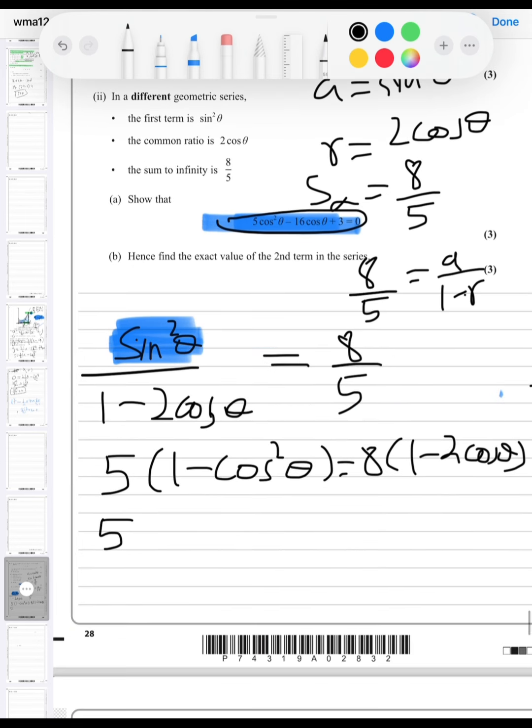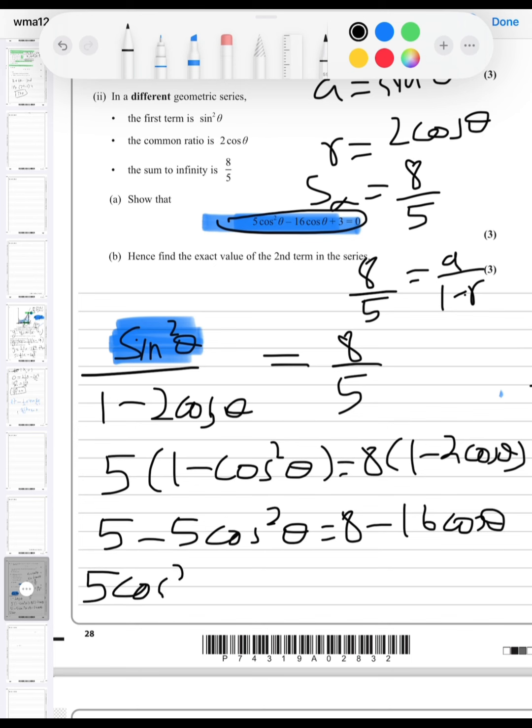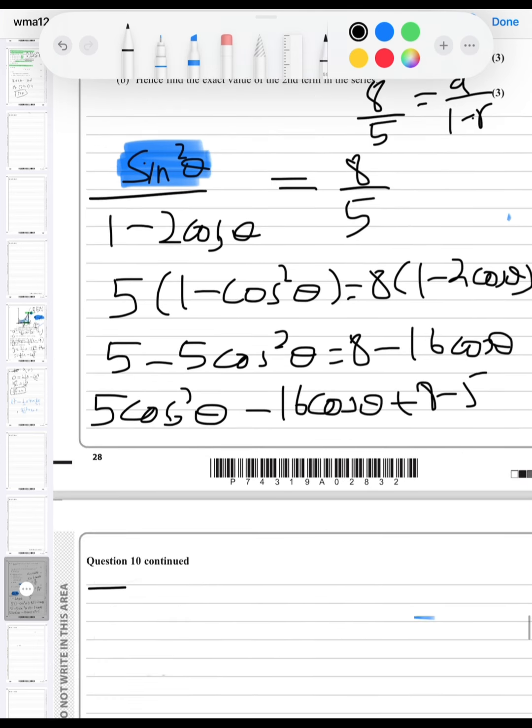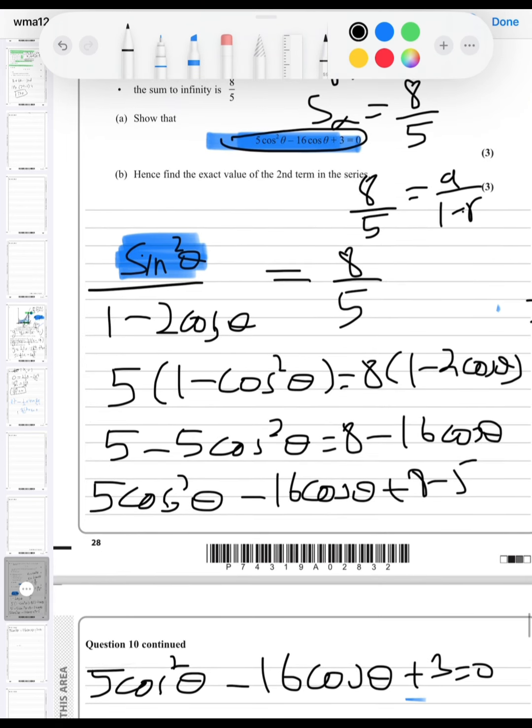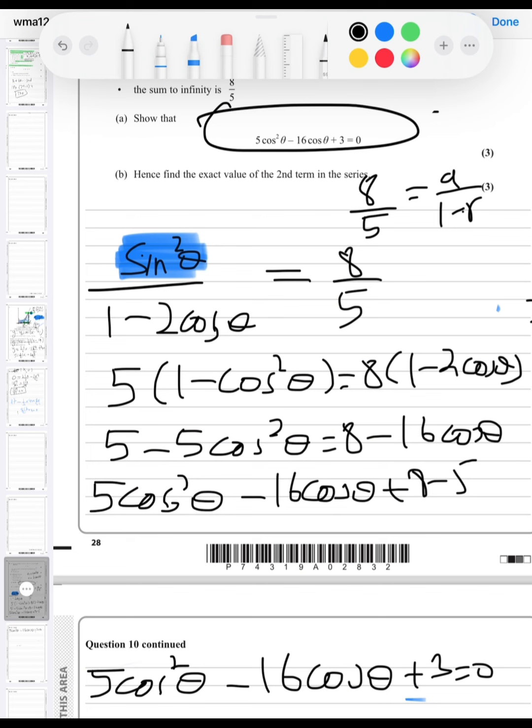So now I will expand the brackets on both sides. It will look like this. So 5 will go to the other side, and this will move to the other side. 16 cos is already there with a negative symbol, plus 8 minus 5. So it will be 5 cos squared theta minus 16 cos theta plus 3 equals 0. Now there you go, this was the requirement, and we got this. Now hence find the exact value of the second term in the series.